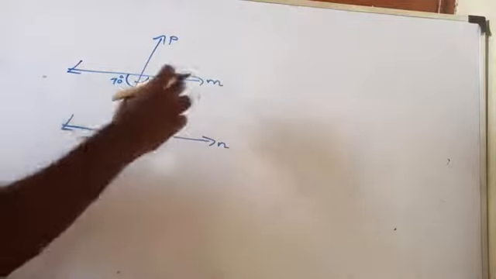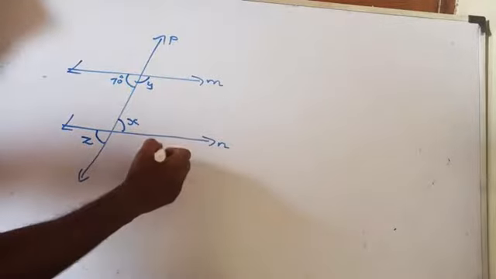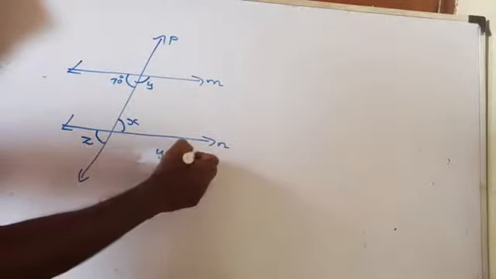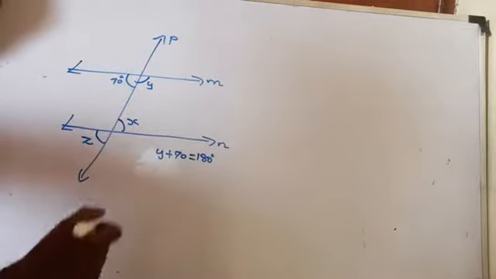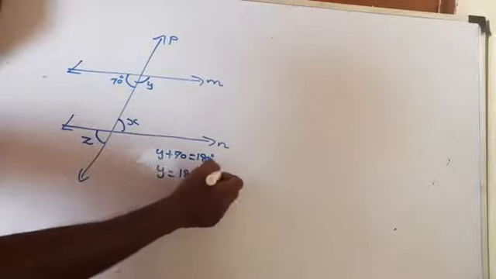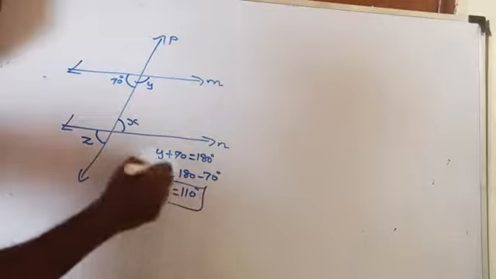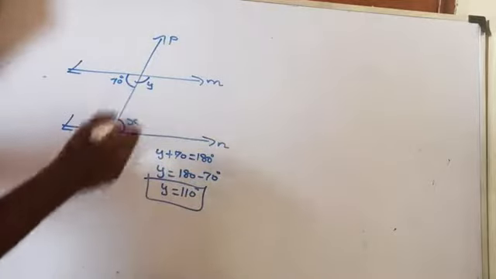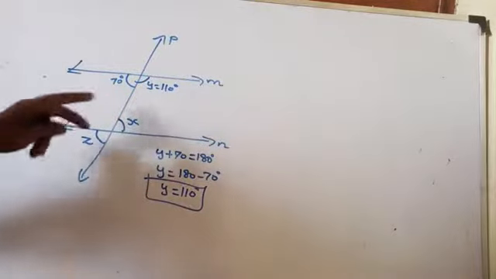So this is a straight line. Angle y and 70 are adjacent angles, and they form a linear pair. So you can write y plus 70 is equal to 180 degrees. Then y equals how much? 180 minus 70, which is equal to 110 degrees. Now we found the value of y. Now you can tell the value of x.